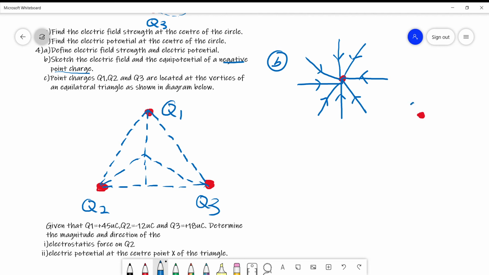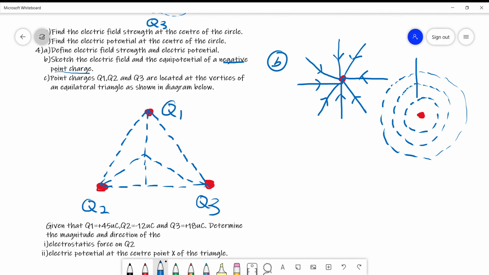As for the equipotential surface, let's say this is the negative point charge. So this one will be the equipotential surface. The equipotential surface consists of different layers. So this is the second layer, and this one will be the third layer. We know that the electric field lines are always perpendicular to the equipotential surface. Okay, so the electric field line is not necessary. So this one will be the equipotential surface.